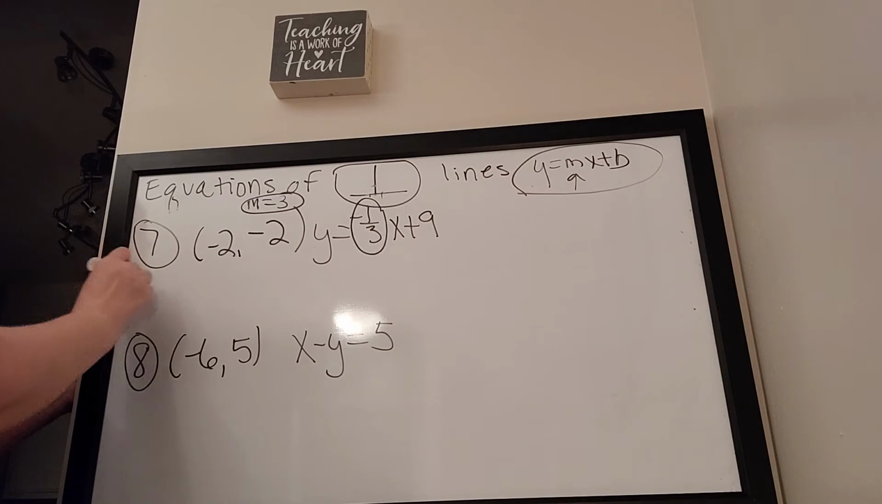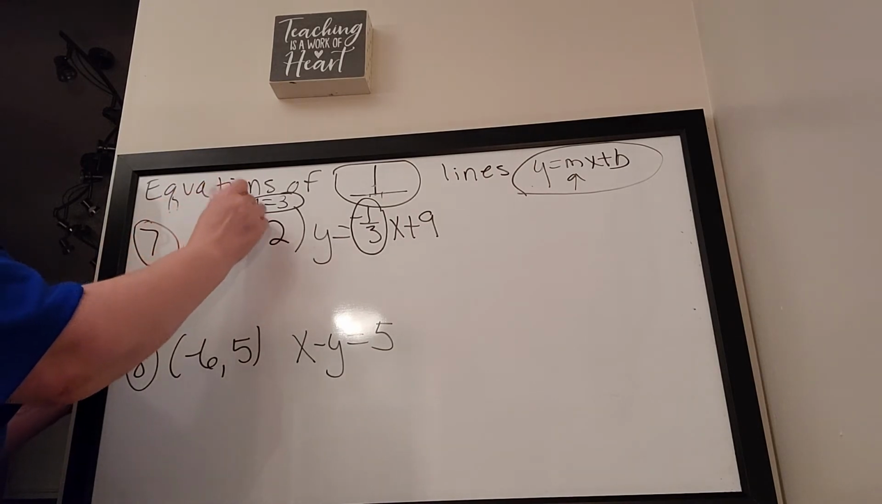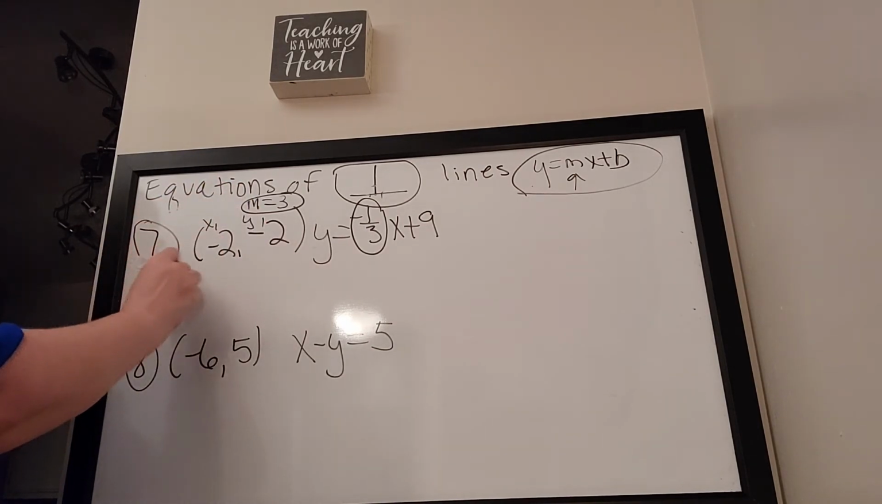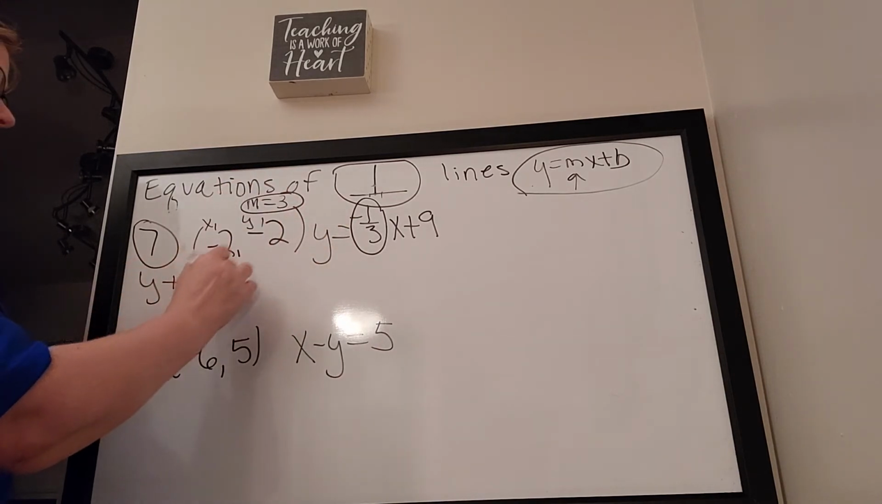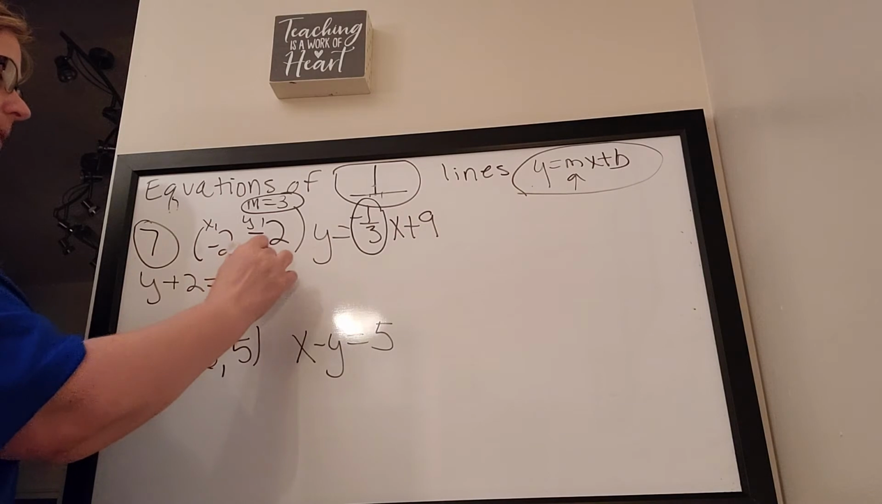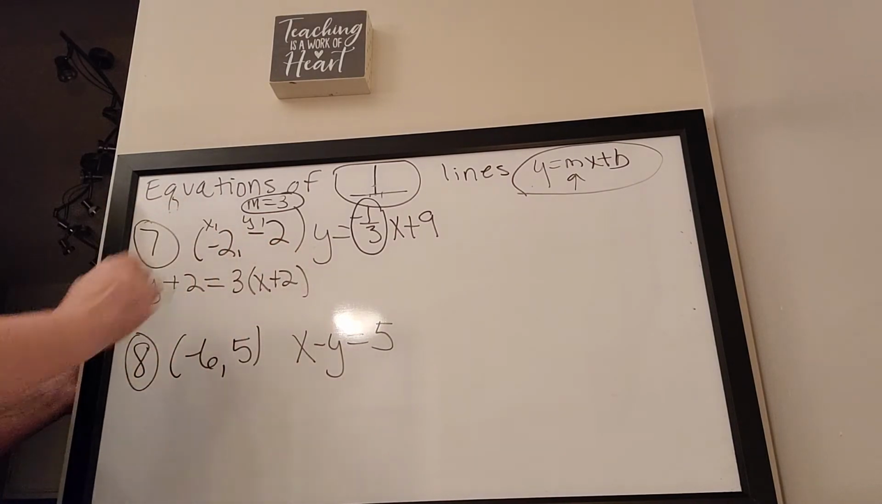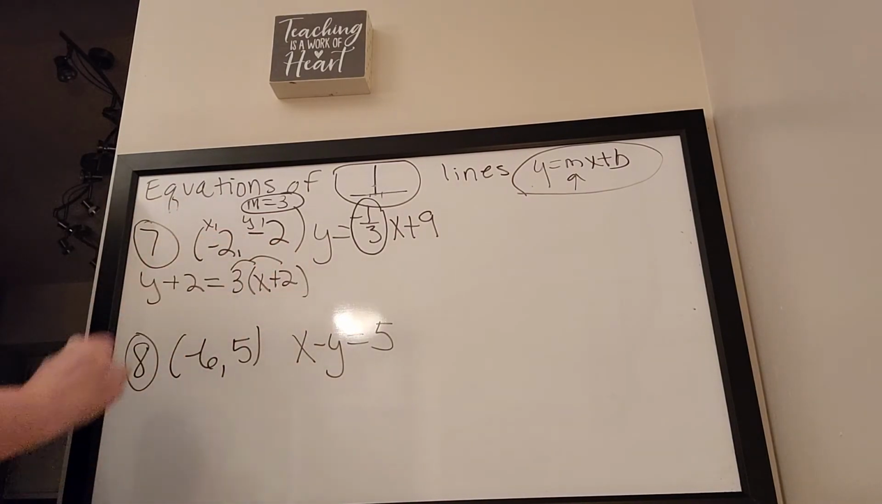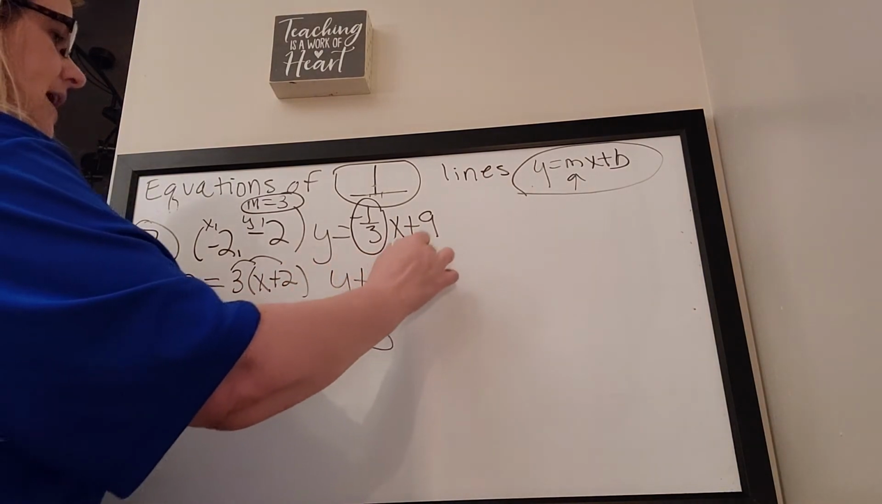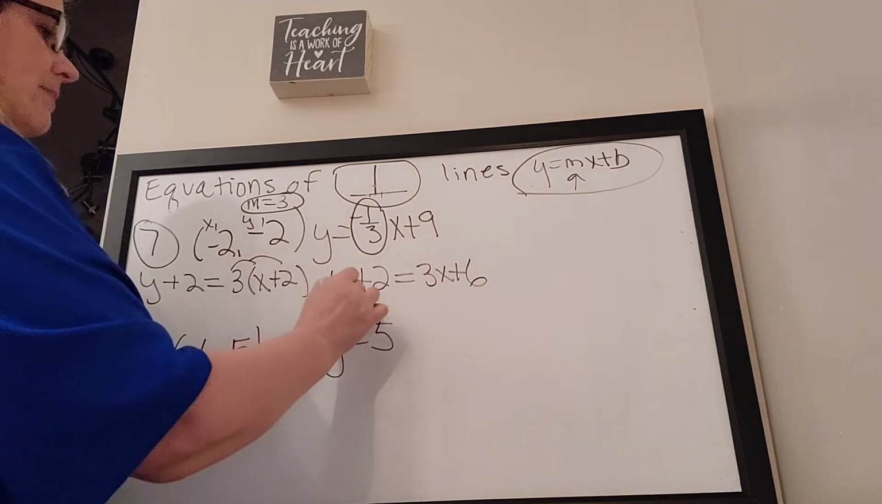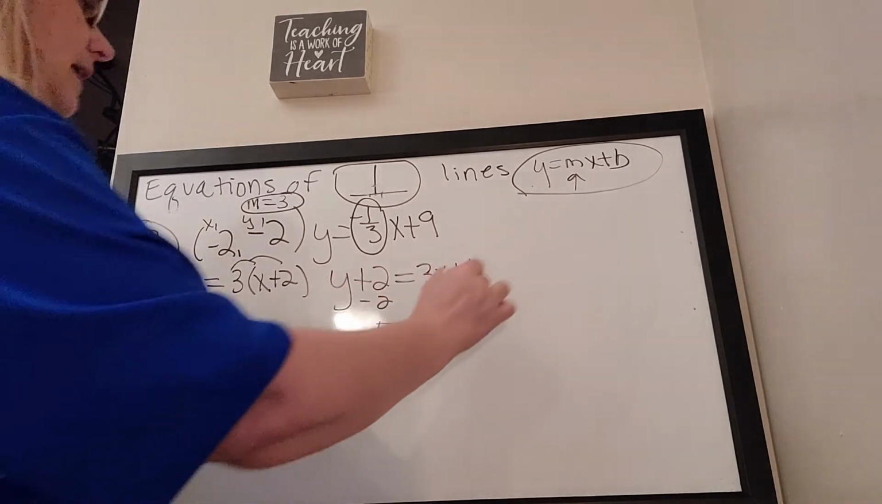So y, this is x1, y1, y plus 2, because it's a negative, equals, our new slope is 3, m, times x plus 2. Again, that's a negative, so it's going to be plus. Now I do distributive. So y plus 2 equals 3x plus 6. Need y by itself, so subtract 2 from both sides.